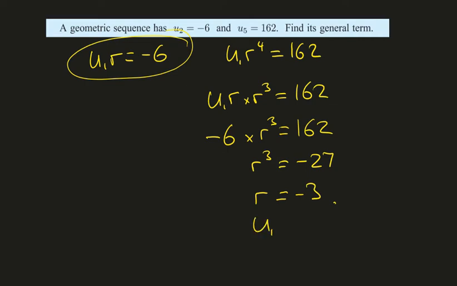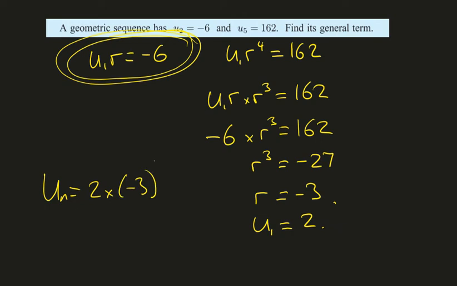Once we've got that, it's very easy to find u1. We're just going to imagine going back to our original and imagining that r is minus 3. Well, u1 would have to be 2. So un is going to be 2 multiplied by minus 3 to the n minus 1.